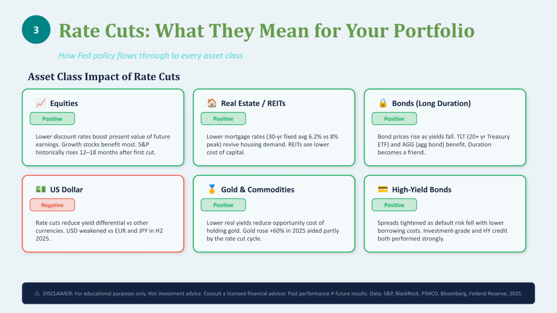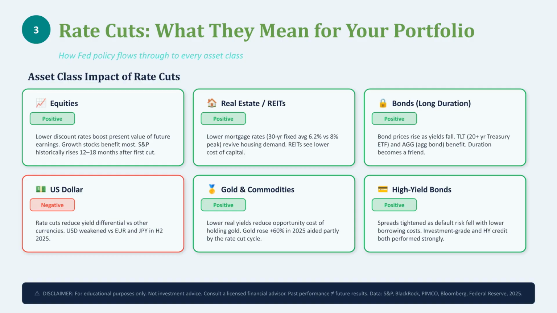Federal Reserve rate cuts send ripple effects through every asset class, and understanding the direction and magnitude of those effects is essential for portfolio positioning. Equities benefit as lower discount rates boost the present value of future earnings. Growth and technology stocks benefit most. This is one reason the Nasdaq outperformed in 2025.